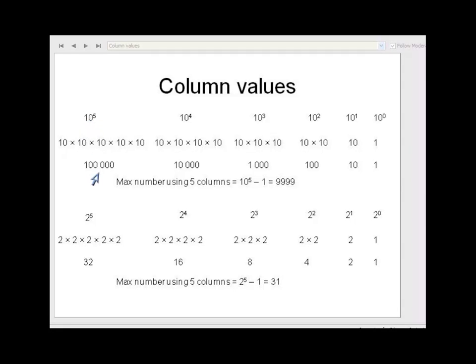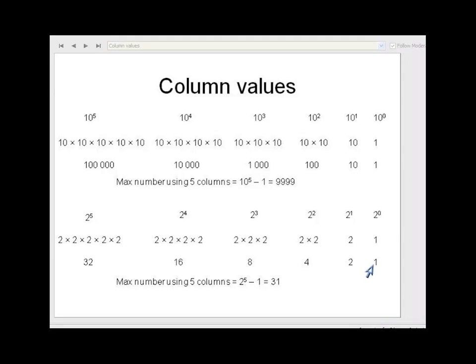So, you see, if you want to know the value of any column in decimal, you just have to do 10 to the power of the column number, where the columns are numbered from 0. So 10 to the power of 5, sorry, will be the size of the fifth column. Same with any other base.